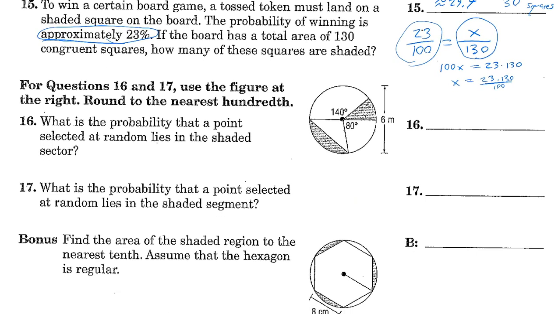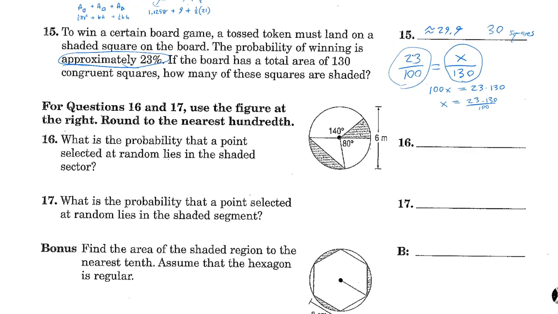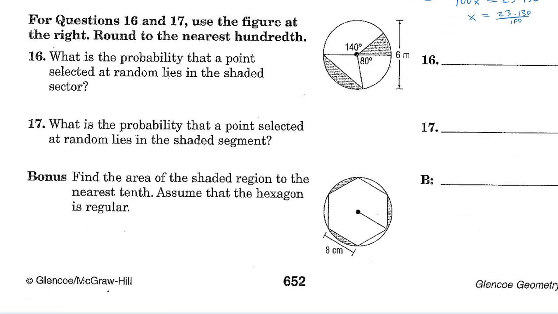For questions 16 and 17, round to the nearest. So these ones aren't, we didn't do probability right now, but I'll still solve them. What's the probability that a point lands in the shaded regions? Oh, no, sorry. In the shaded sector. Okay, so sector is this shape right here. And then the other question says, what if it lies in the shaded segment? So segment is this separate one. So there's two separate things. There's a segment and there's a sector shown in this. So these are two separate questions.